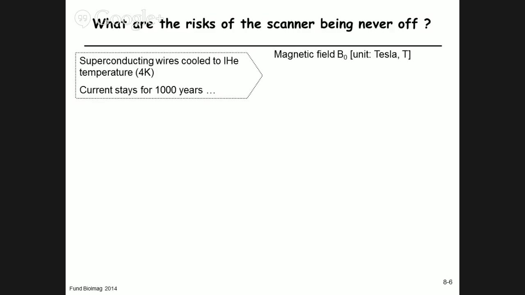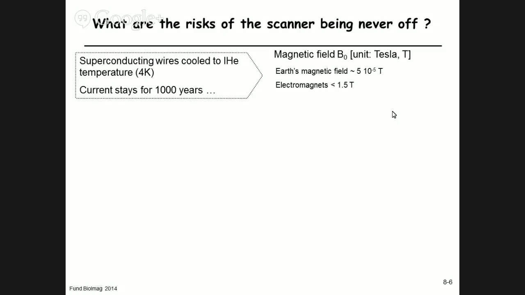Now, what kind of magnetic fields are we talking about here? So we'll call this B0, and we'll stick with this notation for the rest of the course. The unit is Tesla. The Earth's magnetic field is something like 50 microtesla. That's what we have around here right now. You can measure it with these devices. They have a little magnet meter inside, a little compass.